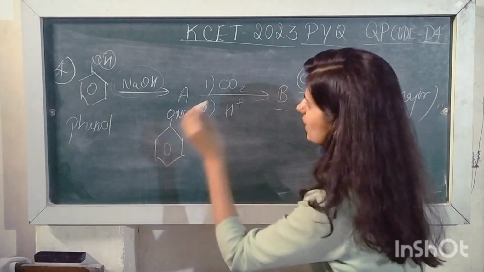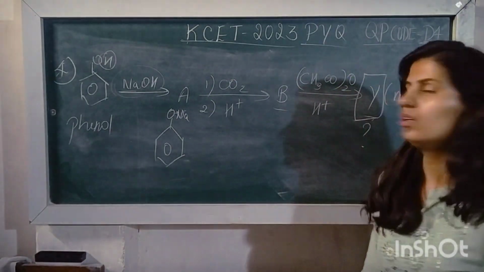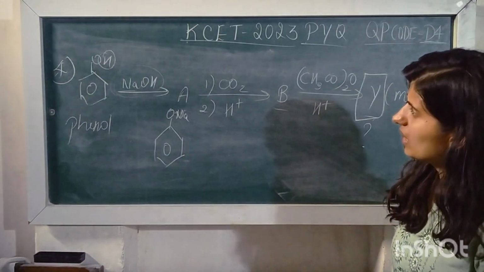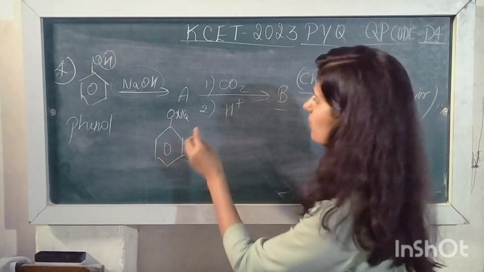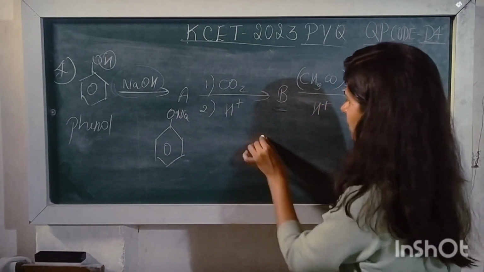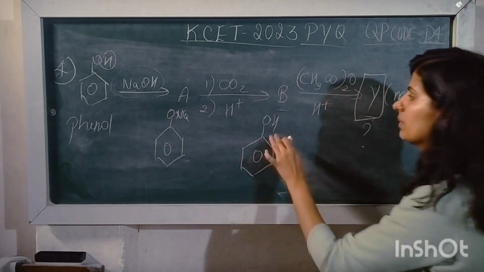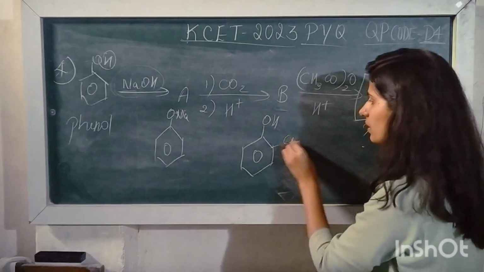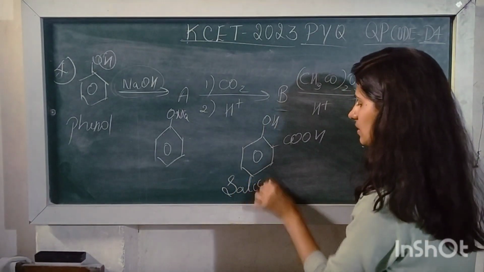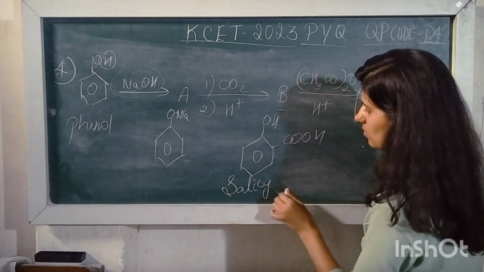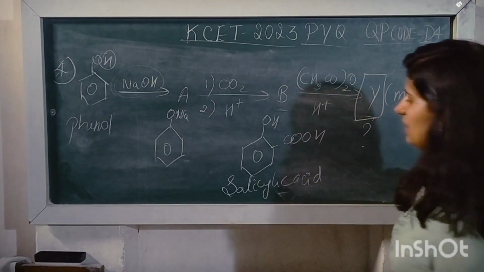Then this sodium phenate, when reacted with CO2 and H plus, what happens? We know that it is undergoing one of our named reactions, that is the Kolbe-Schmitt reaction, right? So we get B like this. ONa is going to become OH and a COOH group here. What is it? Salicylic acid. We got B as salicylic acid.